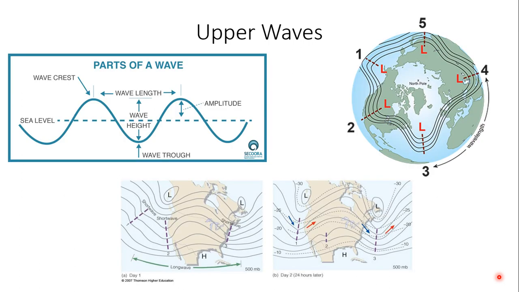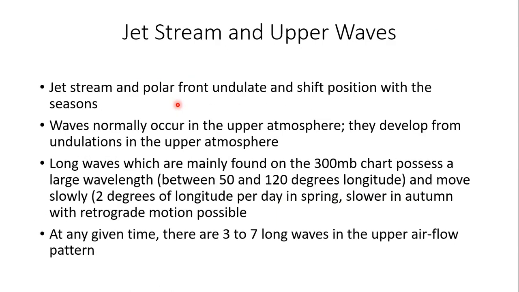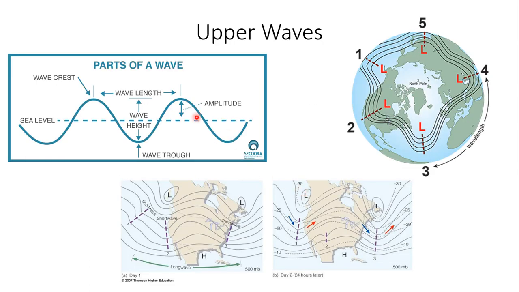So let's take a look at the various types of waves here with these particular graphics. Let's pay attention here first to the upper left-hand graphic where we look at parts of a wave. I just want to get you familiar with parts of a wave. So when we talked about long waves generally extend between 50 and 120 degrees of longitude, that wavelength. Wavelength refers to the distance between a wave crest to the next wave crest, or I could use wavelength from the wave trough to the next wave trough, okay? So think of wavelength as a distance between the wave crest to the next wave crest, or from wave trough to wave trough, okay? That is a wavelength.